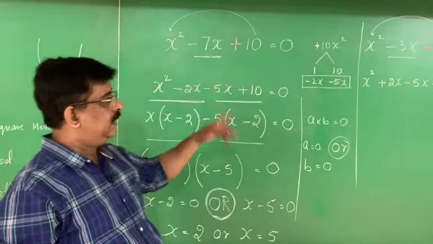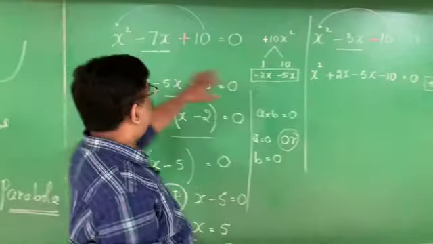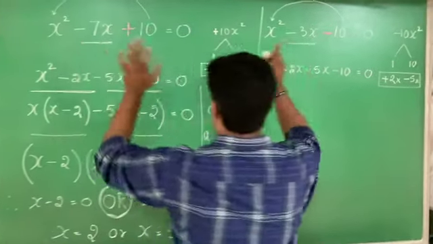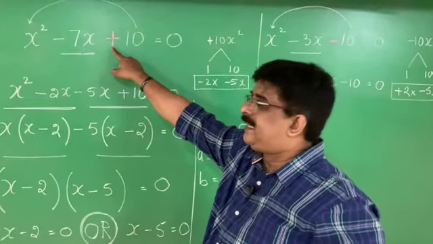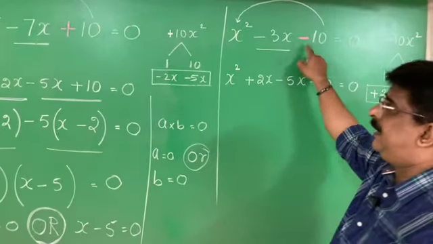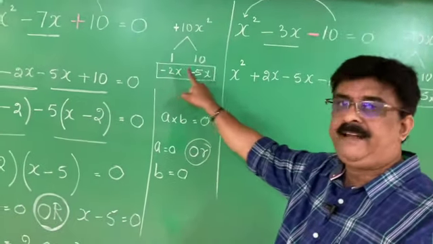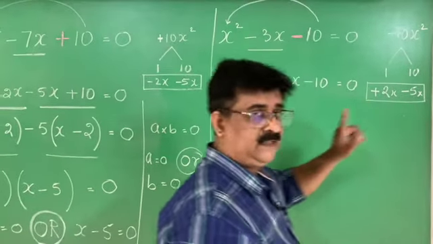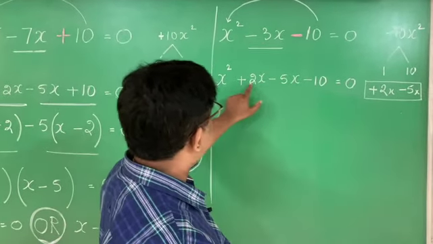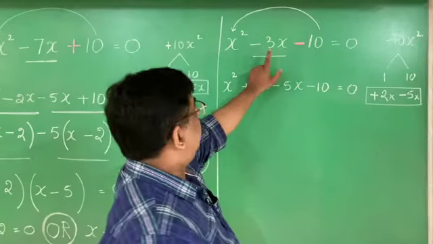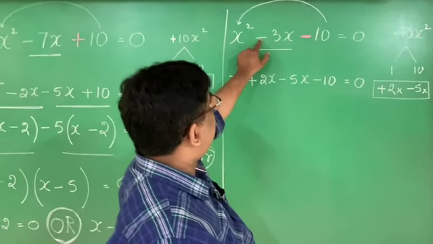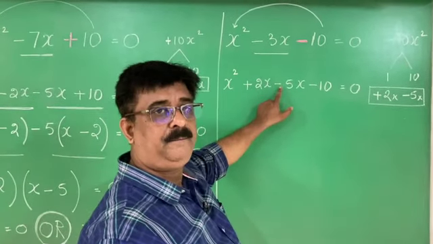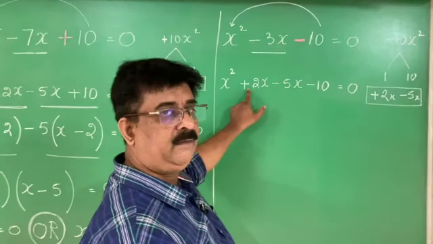That is the idea. In this case, what is the difference between this problem and this problem? Only the sign. Here it is plus, here it is minus. If it is plus, we have to add the factors. If it is minus, we have to subtract the factors. 5 minus 2 is 3. In the case of subtraction, the sign of the linear term should be given to the bigger number, and the opposite sign should be given here.